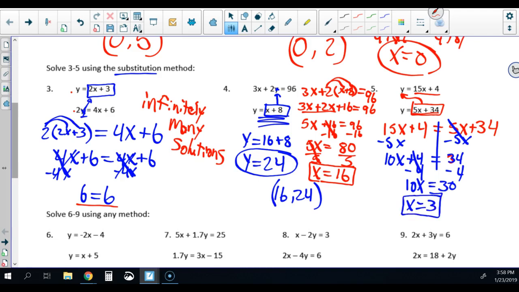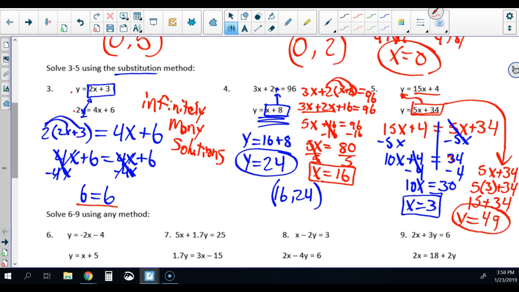Now I need to find what y is. This here tells me that y is equal to 5x plus 34. Well, if x is 3, 5 times 3 plus 34, which is 15 plus 34. So y is equal to 49. 3 comma 49 would also be how to write that.